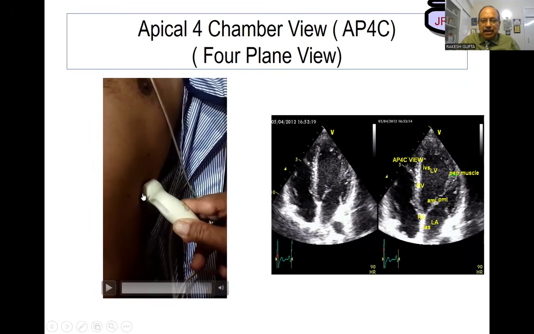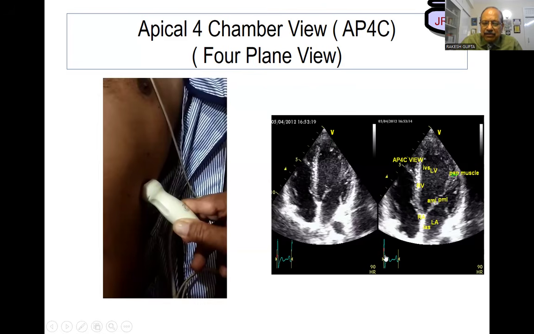But the true apical window is the left fifth intercostal space at the anterior axillary line, index marker at 2 to 3 o'clock positions, and the view you get is a 4 chamber view. What is this 4 chamber view? LV, LA, RV, RA. This is the septum, this is the lateral wall. This is AML, this is PML, this is the left atrium, this is the descending aorta. This is RV, RV free wall, tricuspid valve, and RA. So this is what you get: a 4 chamber view.